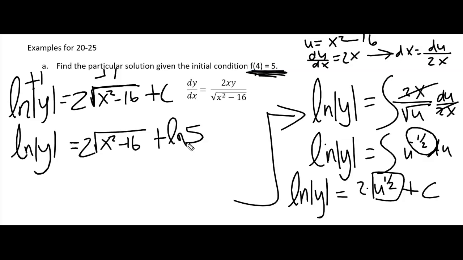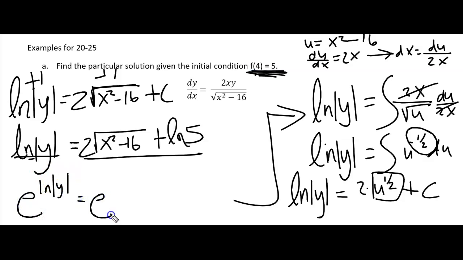You have to know how to get y by itself. Now in this case it's not too bad. It's just hard to remember, but if you remember it, basically you exponentiate both sides, and what that means is you make both sides an exponent of the base e. So it's going to be e^(ln of y) is equal to e^(2 square root of x squared minus 16 plus ln of 5).